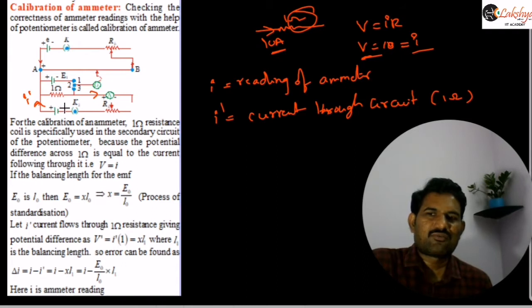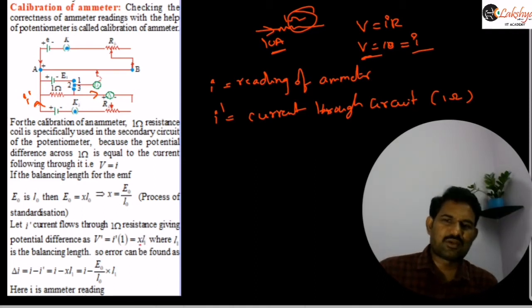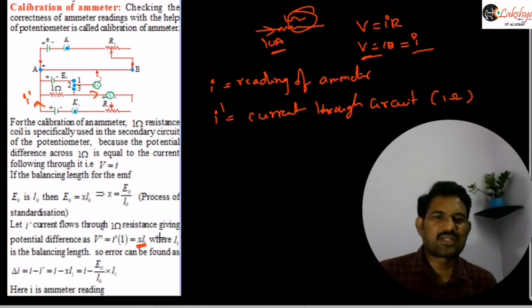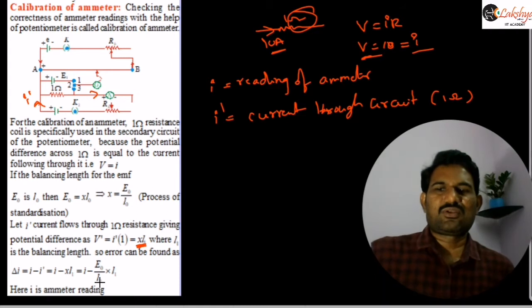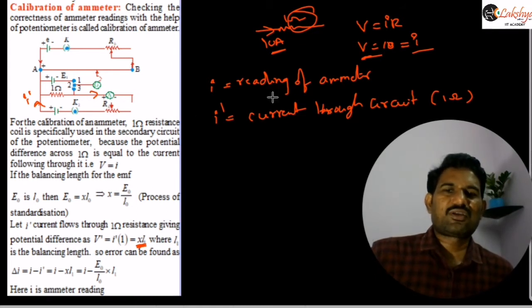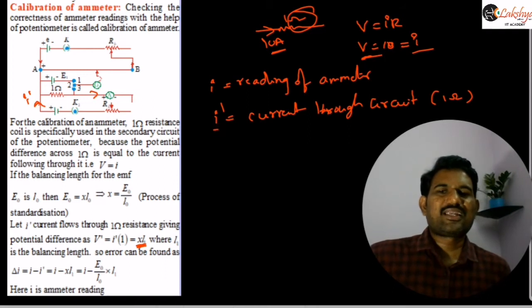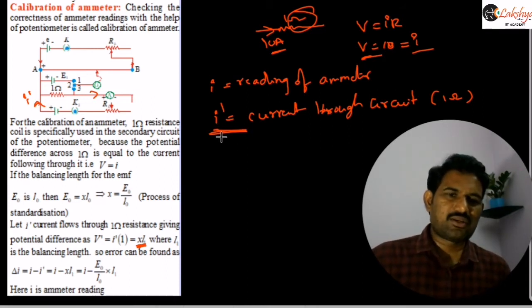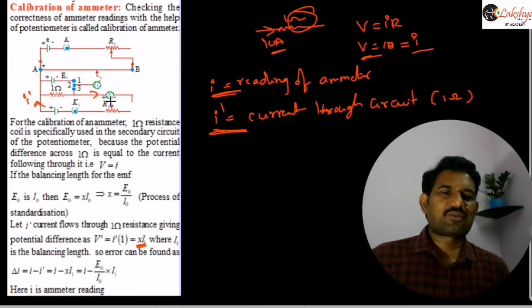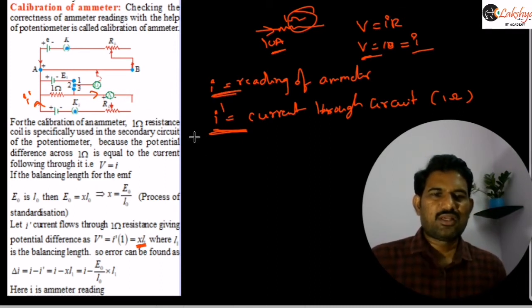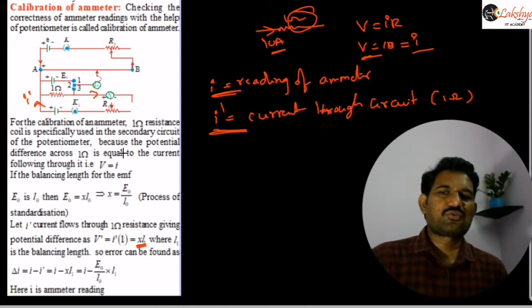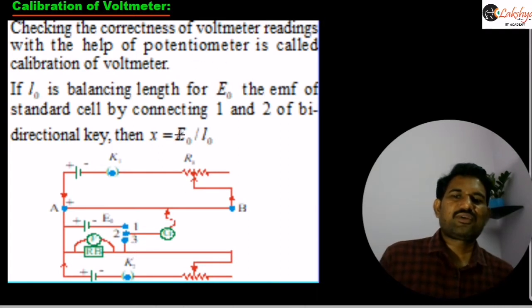When I dash is the current flowing, the potential difference across this is I dash into 1, which must be equal to X into L1, where X is the potential gradient. This is by the potentiometer principle: potential gradient into the balancing length. So by finding the I dash value, we find the difference. That means the I dash value is calculated from the potentiometer, and I is the measurement of this ammeter. The ammeter already shows some reading, and I dash is calculated from the potentiometer. The difference between them is the error in the reading of this ammeter. And similarly, we can calibrate this.